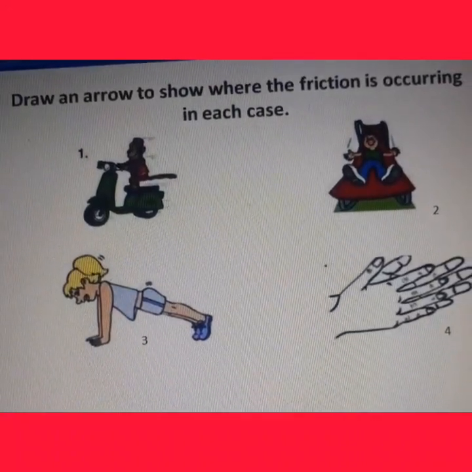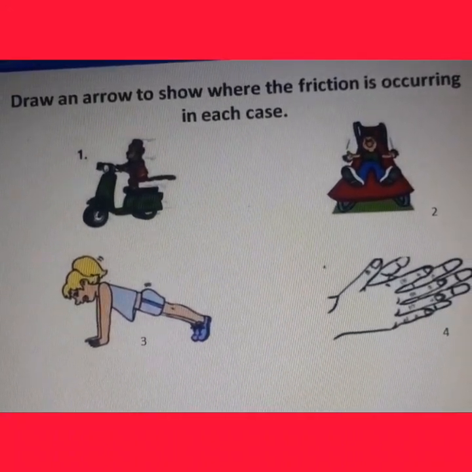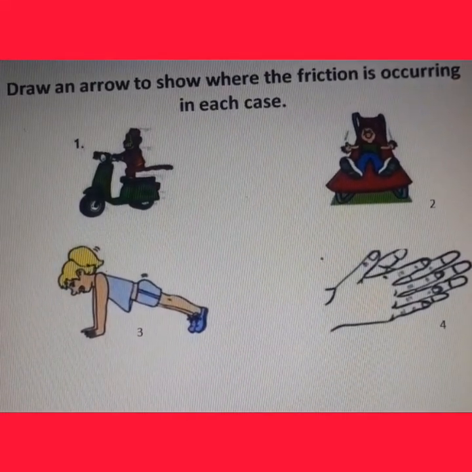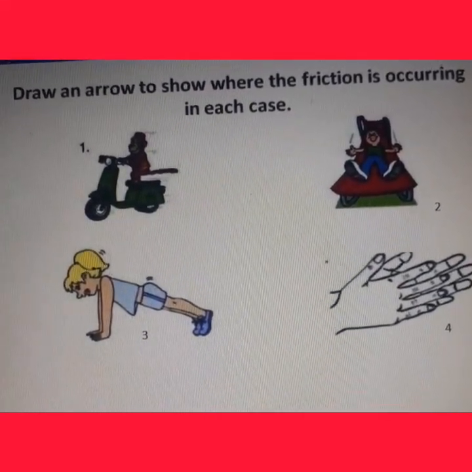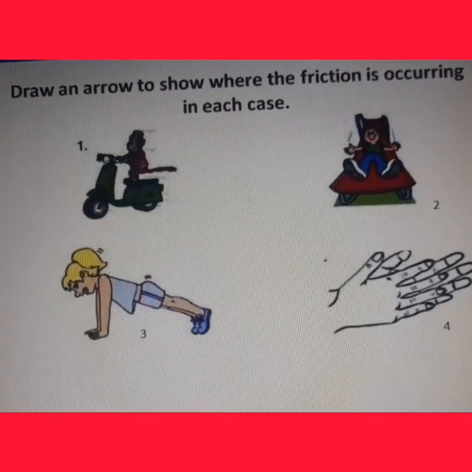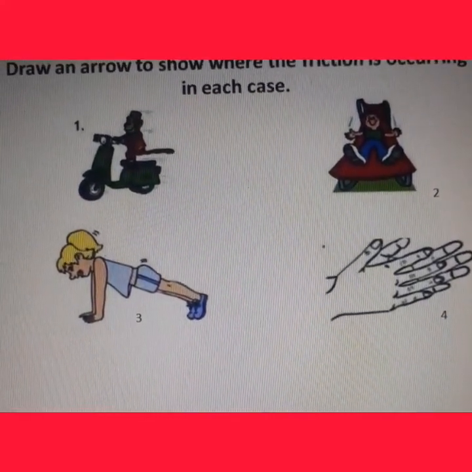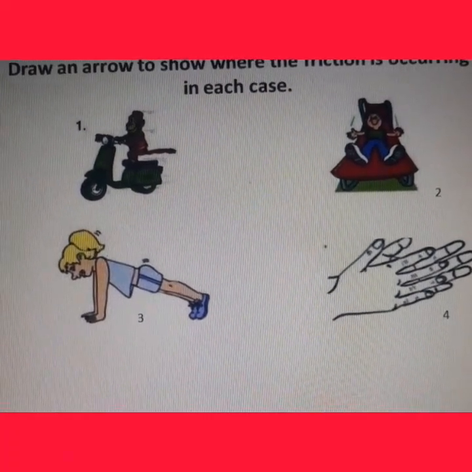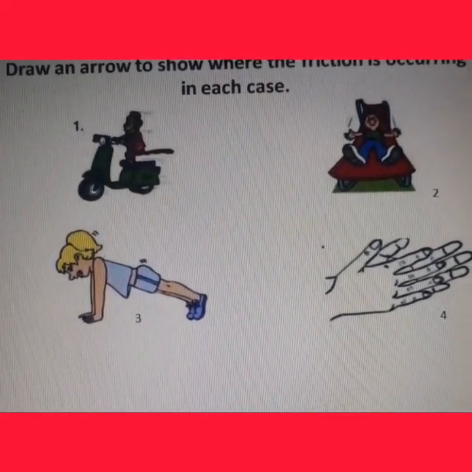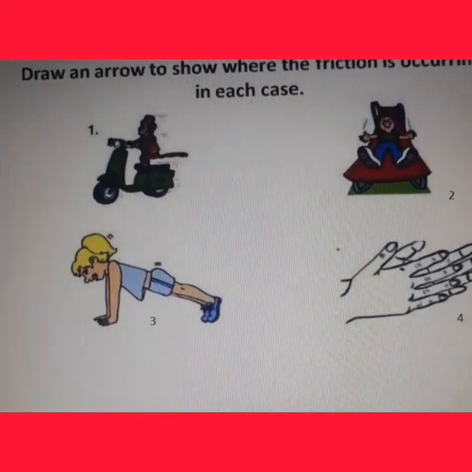So, here in this slide are four different pictures. You have to draw an arrow to show in which direction the friction force is occurring in each case. You can draw the arrows in your rough notebook.